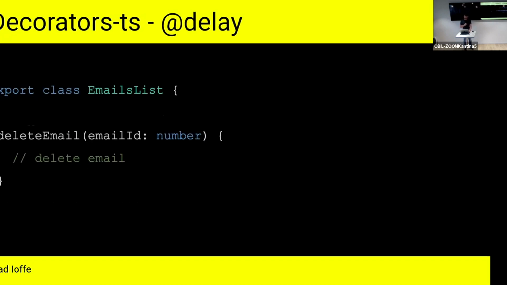Okay. So let's say I have some component which holds an emails list, and I have a method on it that can delete emails, but I don't want to trigger the delete immediately. I want to have some delay before that. Maybe I will change my mind and run some undo. So I have the delay decorator for that. What it will do is hold the invocation of the original method before we actually run it. So if you decorate it with delay, the delete email will be invoked only after the time that you provide.